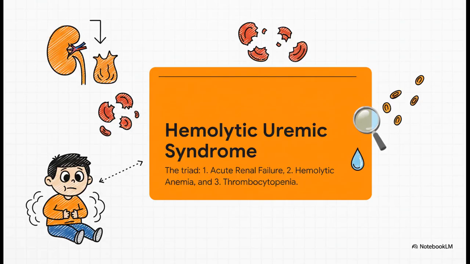And our final major player is hemolytic uremic syndrome, or HUS. For HUS, you just need to memorize this triad. It's 1, acute renal failure, 2, hemolytic anemia, which means red blood cells are being destroyed, and 3, thrombocytopenia, which is low platelets. The classic exam question will be about a kid who had a bad case of diarrhea and now has signs of kidney failure and is bruising easily. That is your giant clue for HUS.